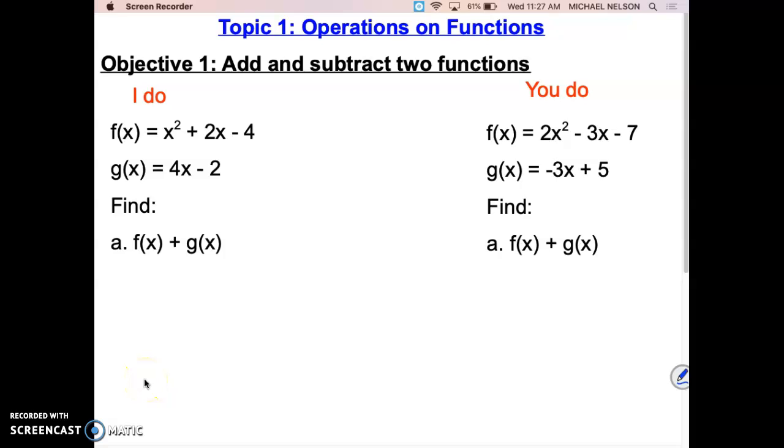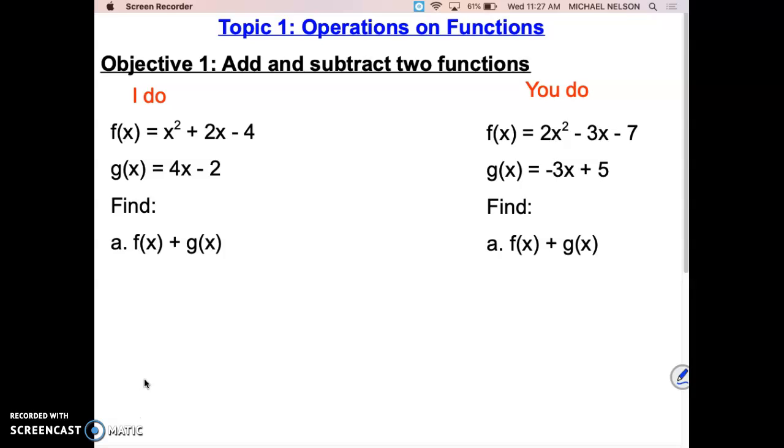In this video, we're going to talk through adding and subtracting two functions with each other, or combining them, whether it be with addition or subtraction. I'm going to do an example of addition, and I'm going to have you pause the video so you can check your understanding. And then I will do an example of subtraction, do the same process, pause the video and check your understanding.